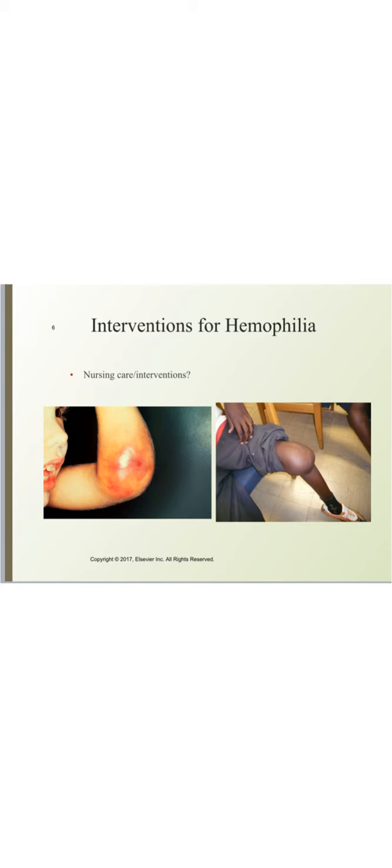We do not give NSAIDs, for example ibuprofen, to those with hemophilia. Some other NSAIDs that we shouldn't give: aspirin, Advil, ibuprofen, Midol, Motrin, Bufferin, Bayer, Alka-Seltzer, Excedrin. Pepto-Bismol has blood thinning components in it as well. So those are some things to think about. Basically, pain relief medication for these kids is limited to Tylenol.